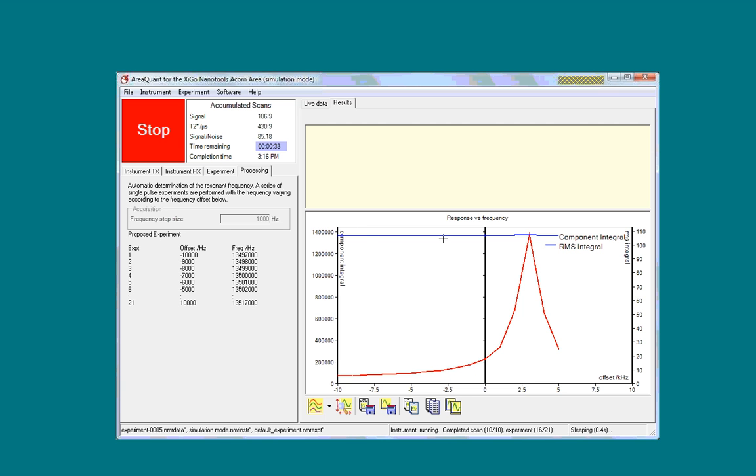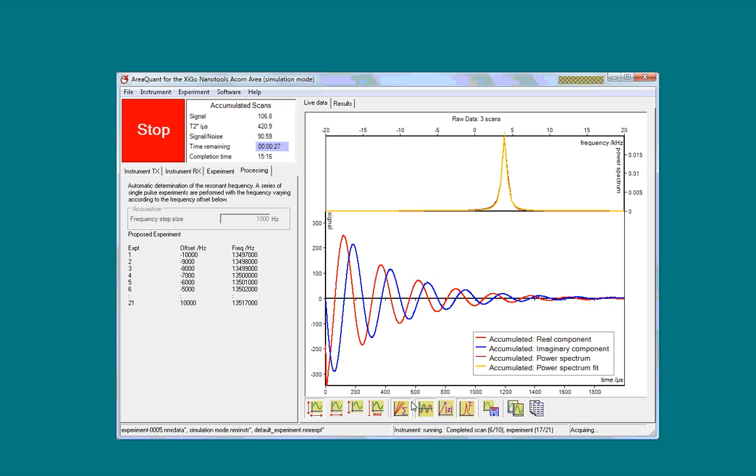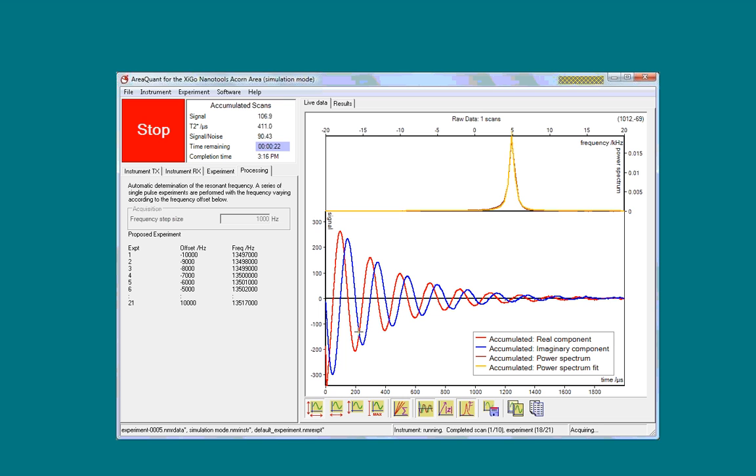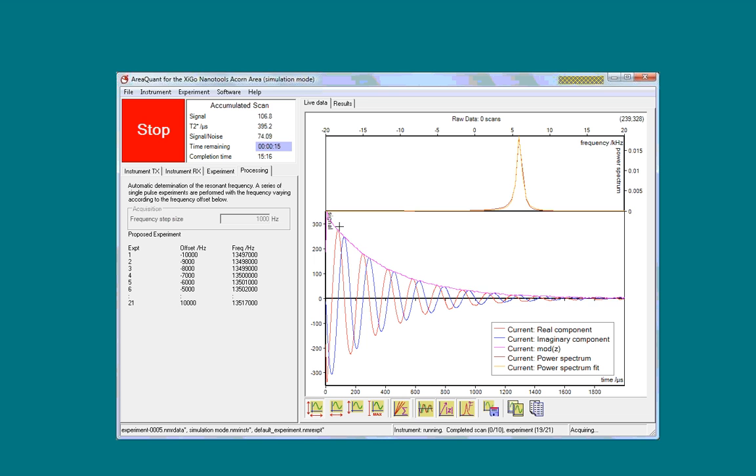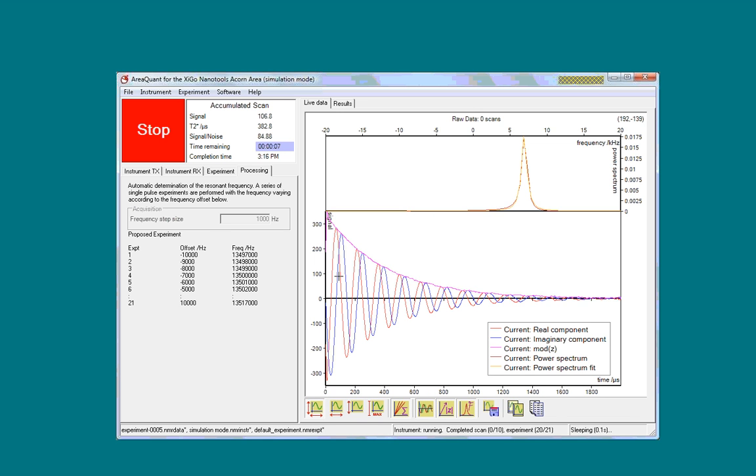So the integral, the RMS integral, if we took these data points, we squared them and then took the square root, we'd get this curve here, this magenta curve, which we call the modulus of the echo. And you see that's a positive function.